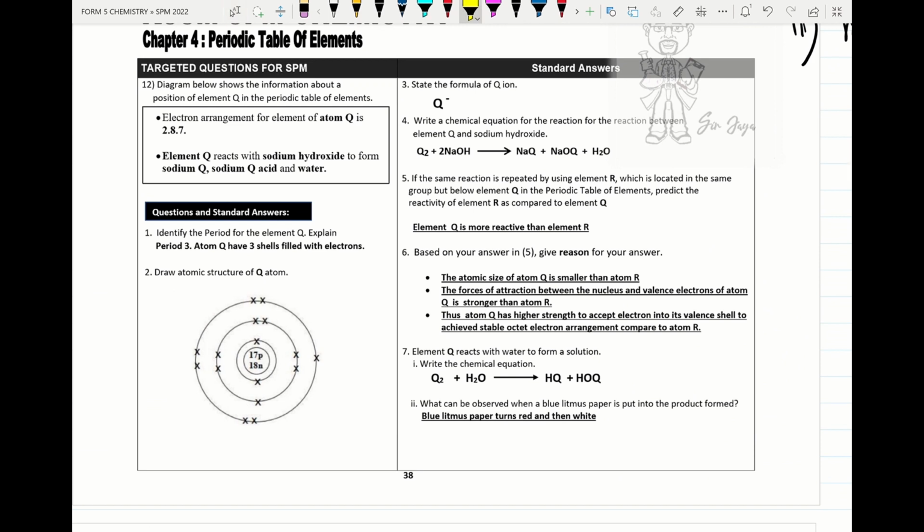All right, try to check this question. The electron arrangement of atom Q. Atom Q, the electron arrangement is 2.8.7. So this means atom Q belongs to group 17. When writing the formula of atom Q, please write Q2.